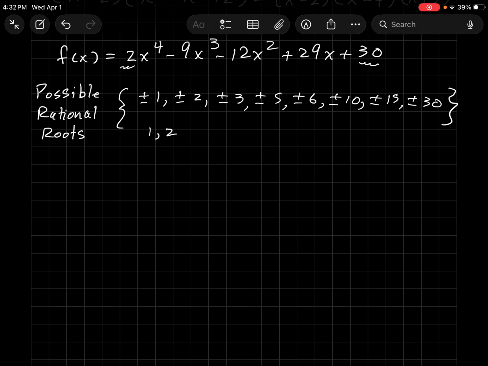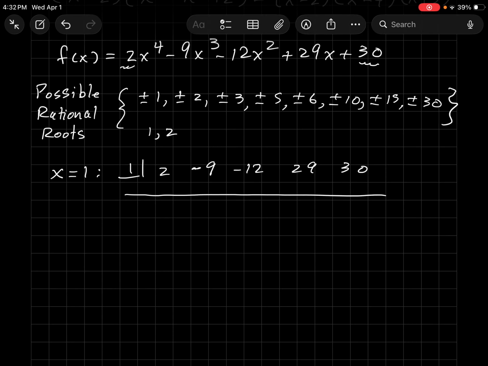All right, let's just try x equals 1. Does x equals 1 work? We'll do synthetic division. Putting my solution in the box, x equals 1. The coefficients of my polynomial don't have any missing powers, so I don't need any extra zeros. And synthetic. 2. Multiply, place, add. Multiply, place, add. Multiply, place, add. Multiply, place, add. Does not equal 0. Not a solution.